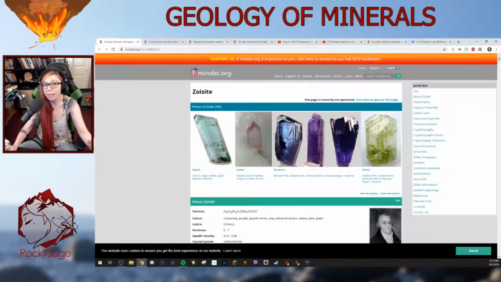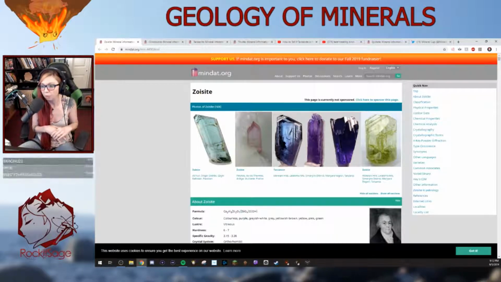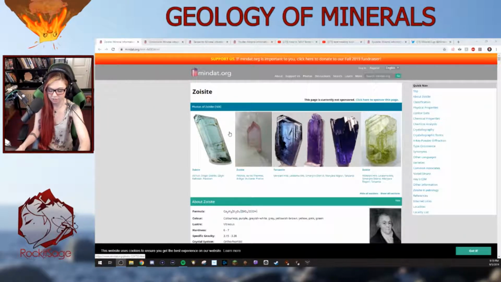So it's not adamantine like a diamond, and it's not metallic like, well, gold, but it is actually pretty shiny, because you can have minerals that are earthy and resinous and dull and pearly, all sorts of different terms to describe a mineral's luster. And it's the way that light is either reflected, absorbed, or transmitted through the mineral. The streak of zoisite is white.